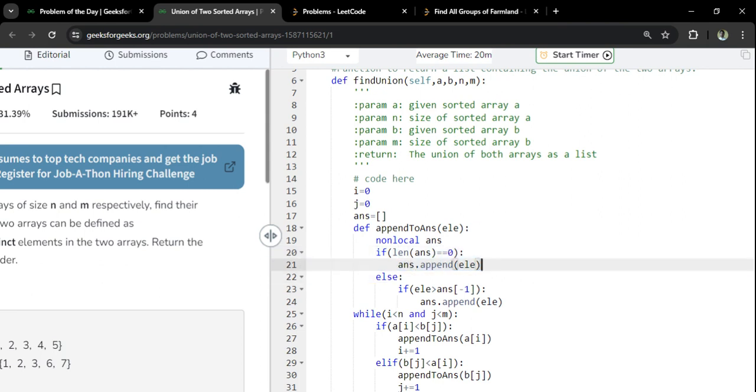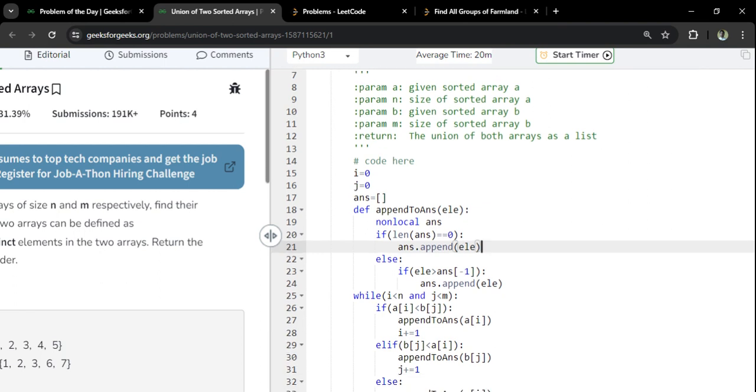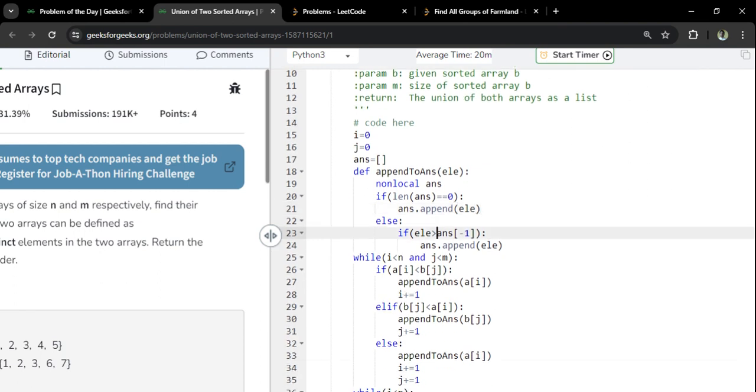If that is not the case, that is, the answer is not empty, then I will check whether the last element in my answer array is smaller than the element to be inserted. Remember, we are doing this in ascending order. This is the condition I'm introducing to ensure that there is no duplication. Let's say 2 is already there and I'm again inserting a 2, that means there is duplication. To avoid that, I'm using this condition. The next element to be inserted should always be greater than the last element already in my array. If that is the case, I will be appending it, as simple as that.